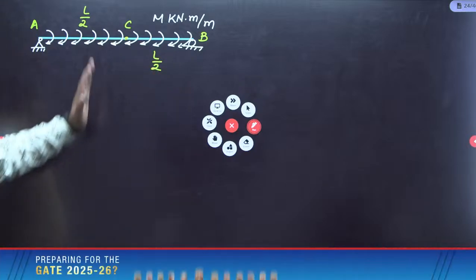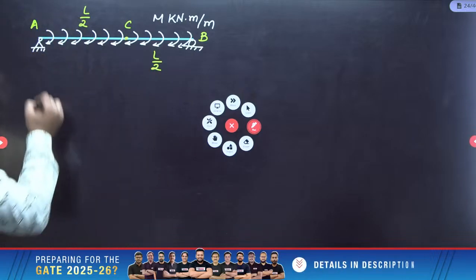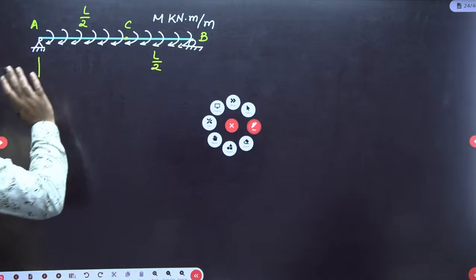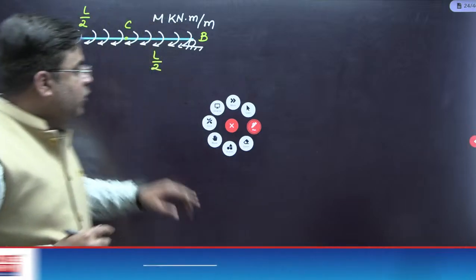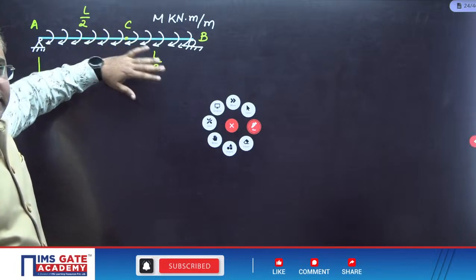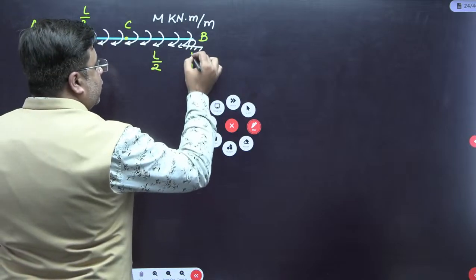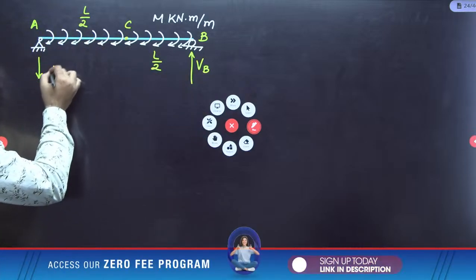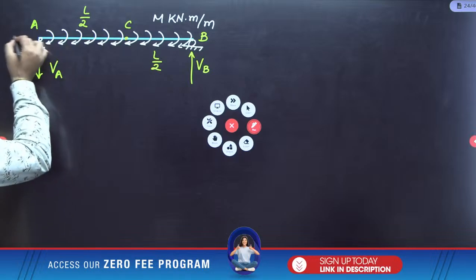So first thing, for finding out bending moment at this point C, you need to calculate the support reactions at A and B. So first of all, decide the direction of support reaction. All these moments are trying to rotate the beam in the clockwise direction, so the support reactions should form an anti-clockwise couple. For forming the anti-clockwise couple, VB should act upwards and VA should act downwards like this.